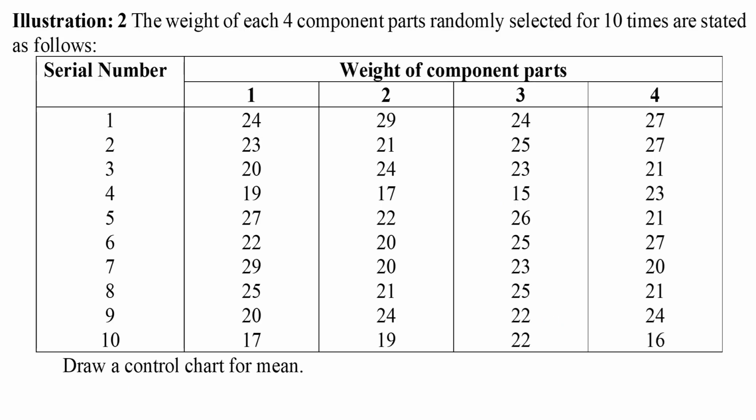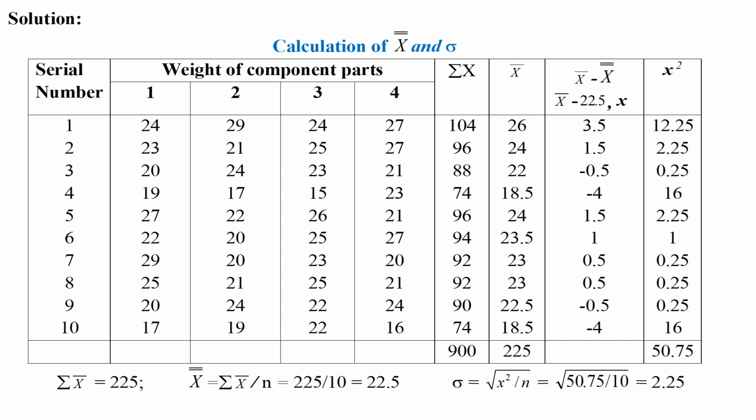Illustration 2. The weight of each 4 component parts randomly selected for 10 times are stated as follows. Draw a control chart for mean. Solution. Calculation of double x bar, grand mean and standard deviation. 9 columns table should be prepared. In the first 5 columns, values given in the illustration should be written.